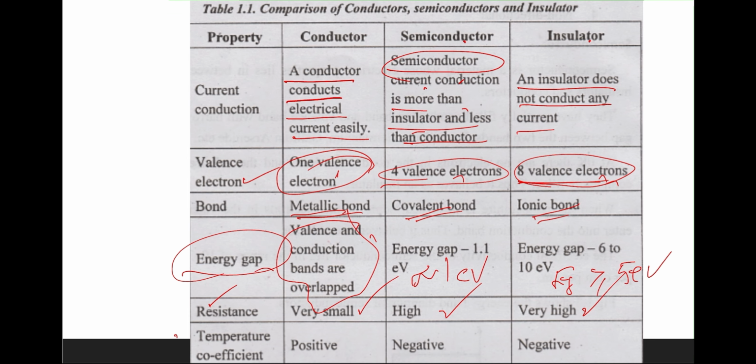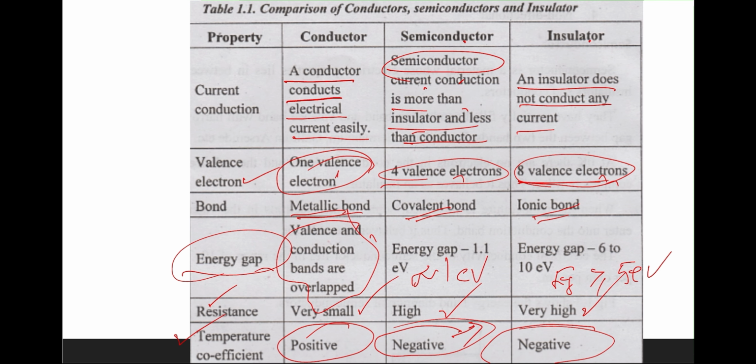Now, a very important point is temperature coefficient. Conductors have a positive temperature coefficient of resistance. Semiconductors have a negative temperature coefficient of resistance, and insulators also have a negative temperature coefficient of resistance.